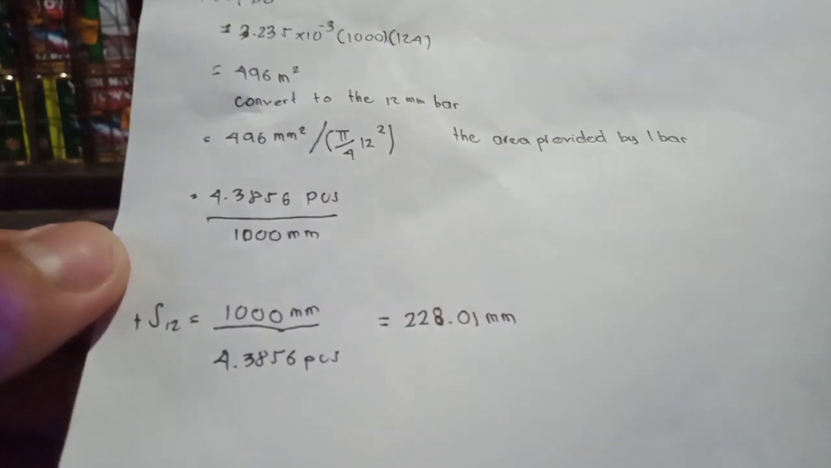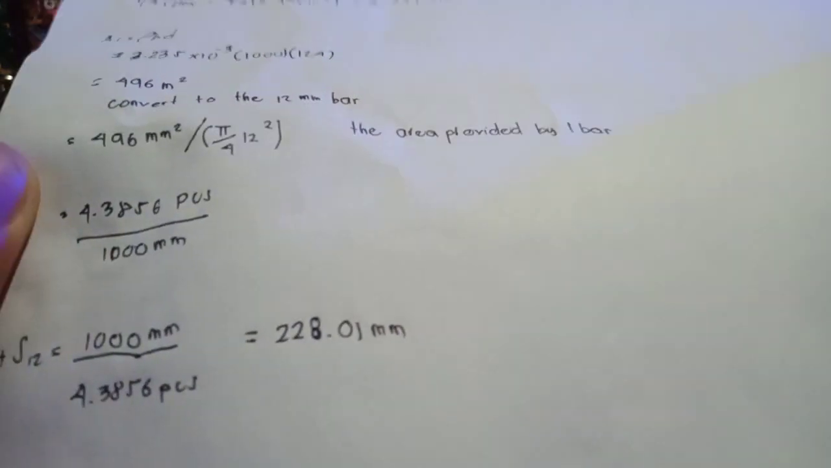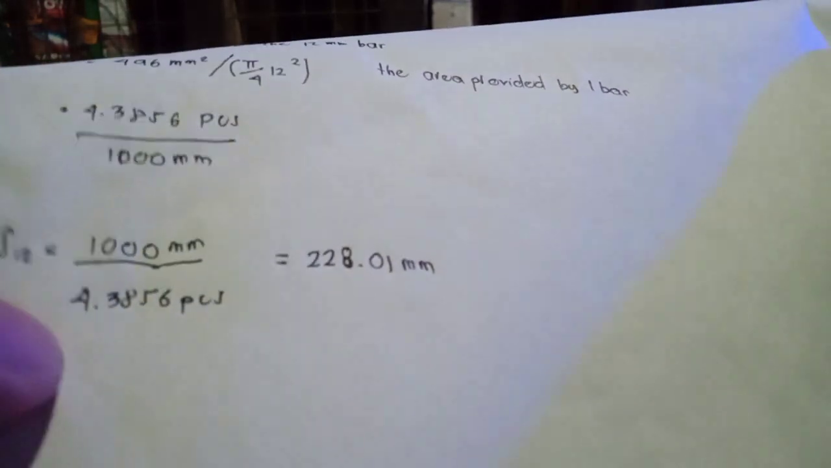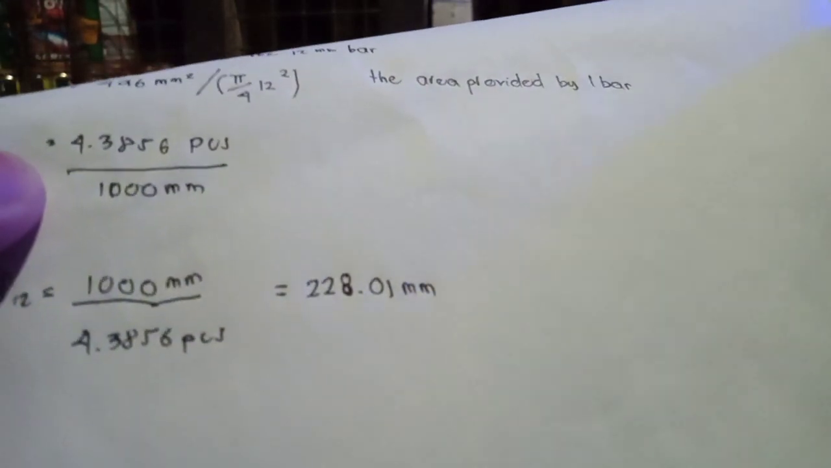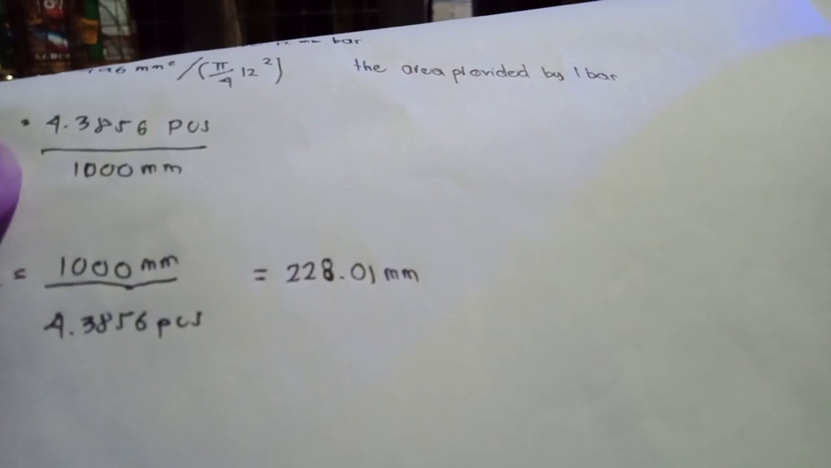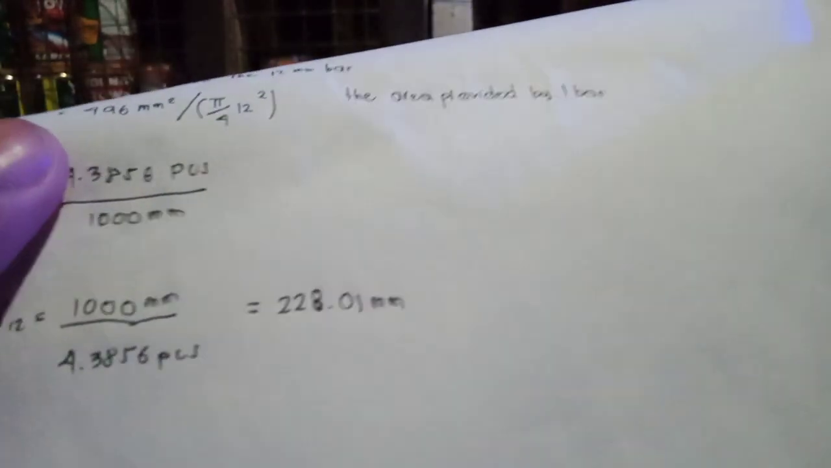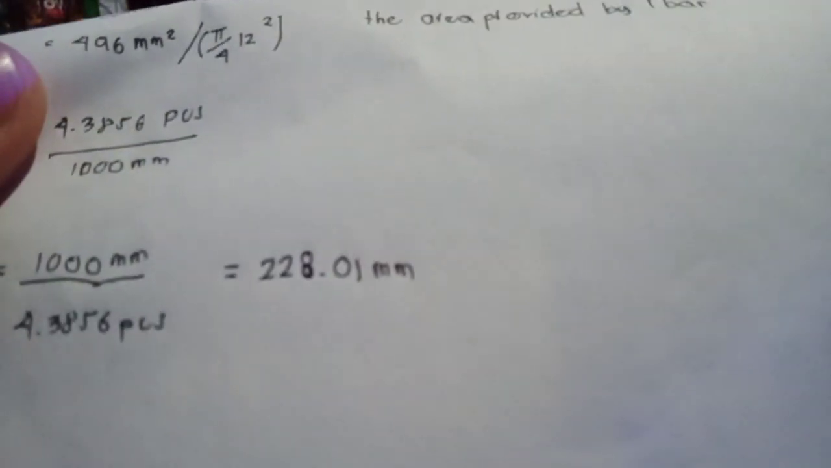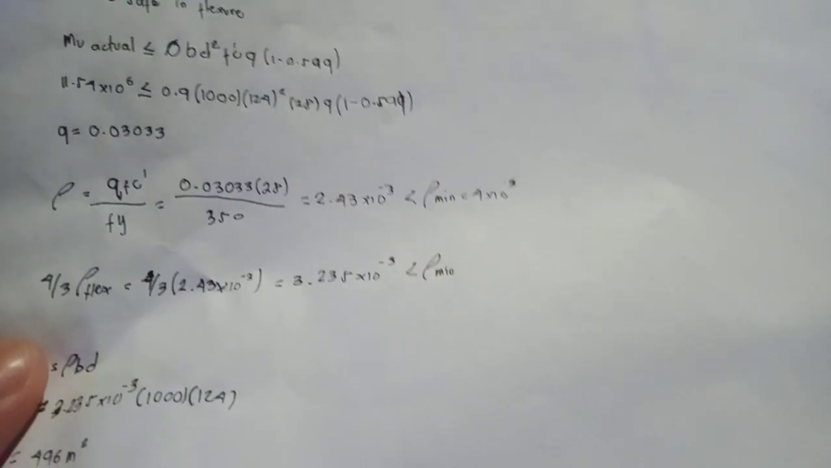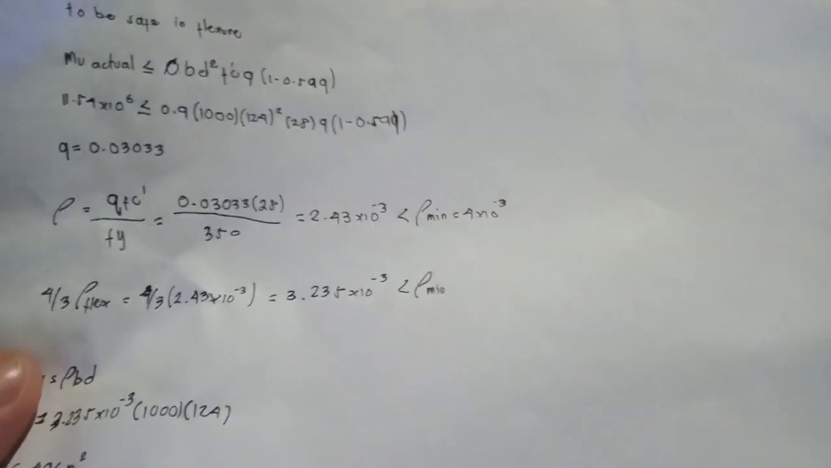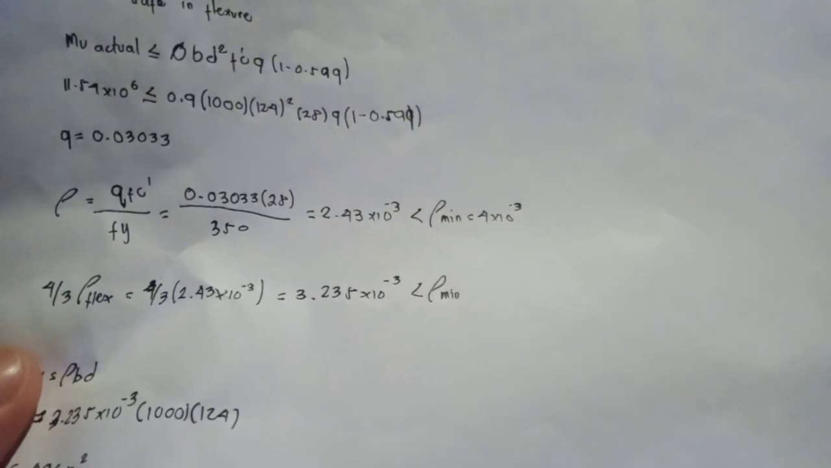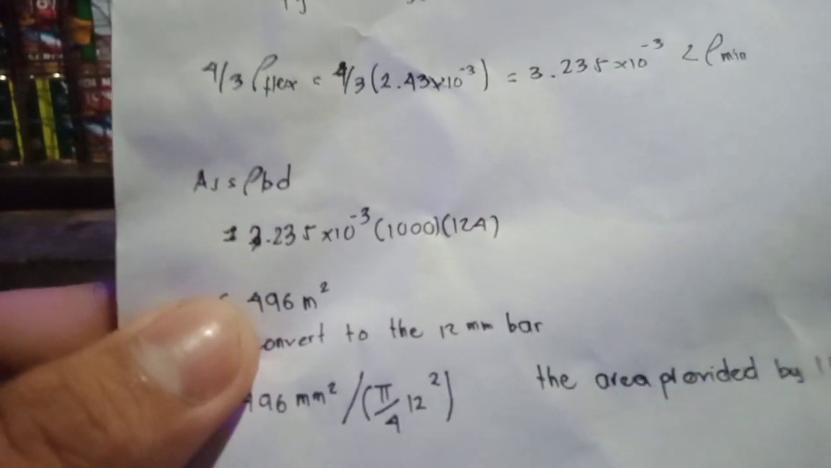So converting this to spacing, the 12 rebar is 12 diameter. So we take the reciprocal: 1000 millimeter strip over 4.3856 pieces is equal to 228.01 millimeter. Our provided temperature reinforcement spacing is 300. So this one is trivial.